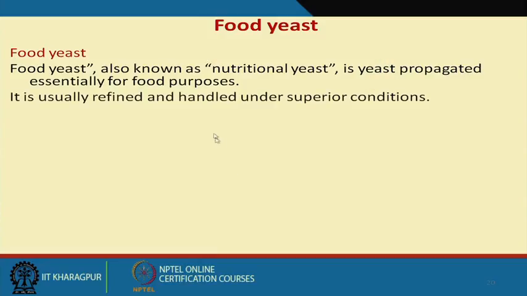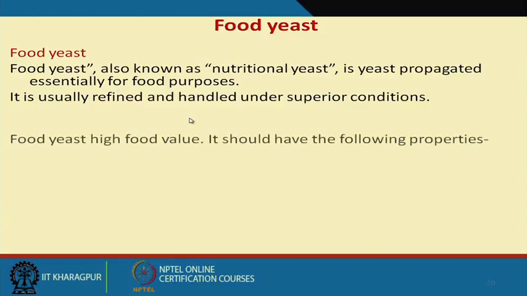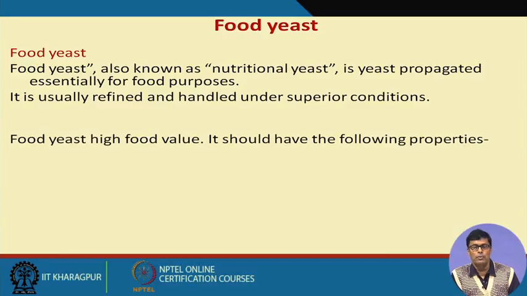So, food yeast, this is also considered. Food yeast is also called neutralized yeast. It is propagated essentially for food purposes. Because here I want to mention that a couple of years ago, yeast was considered a good source of vitamin B, because doctors recommended yeast tablets when we have some deficiency in our body, that vitamin B is recommended.